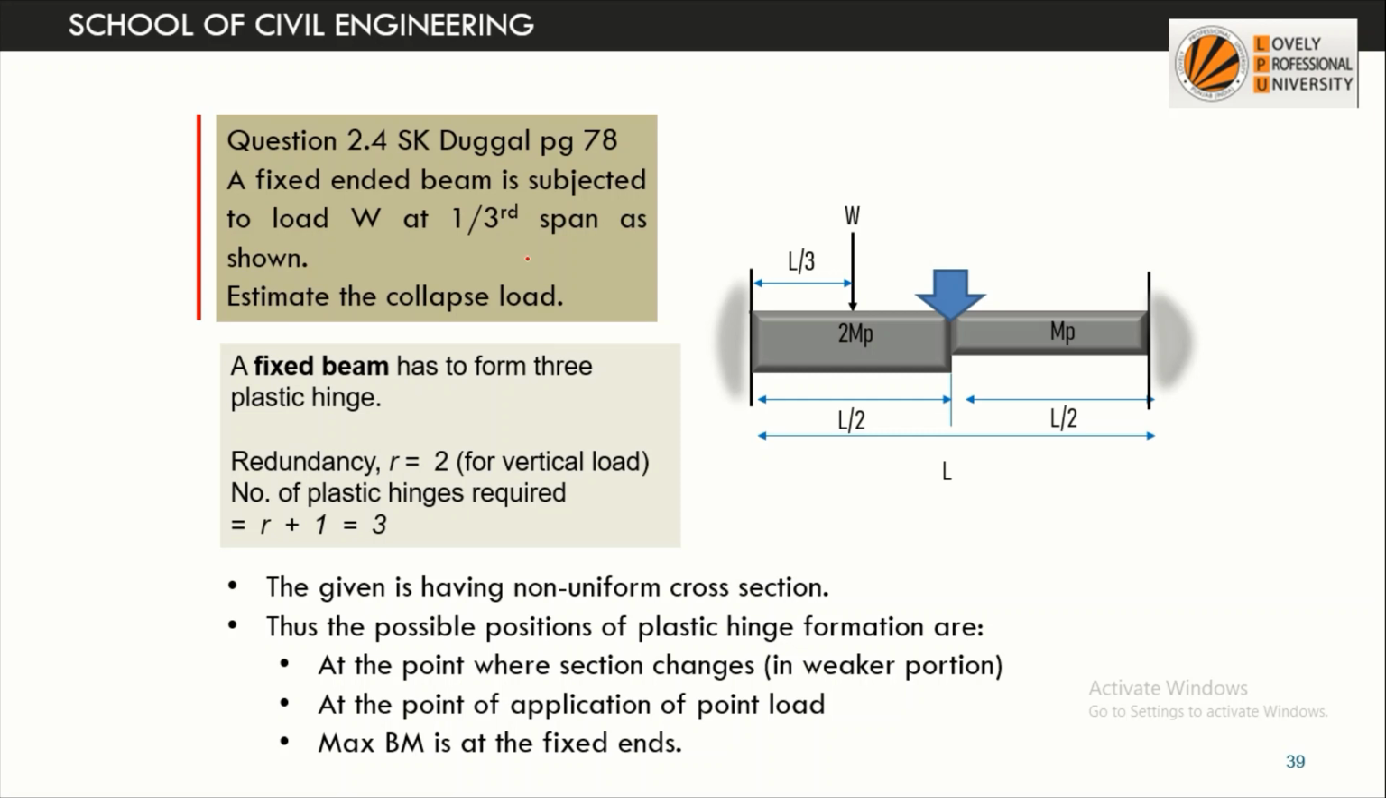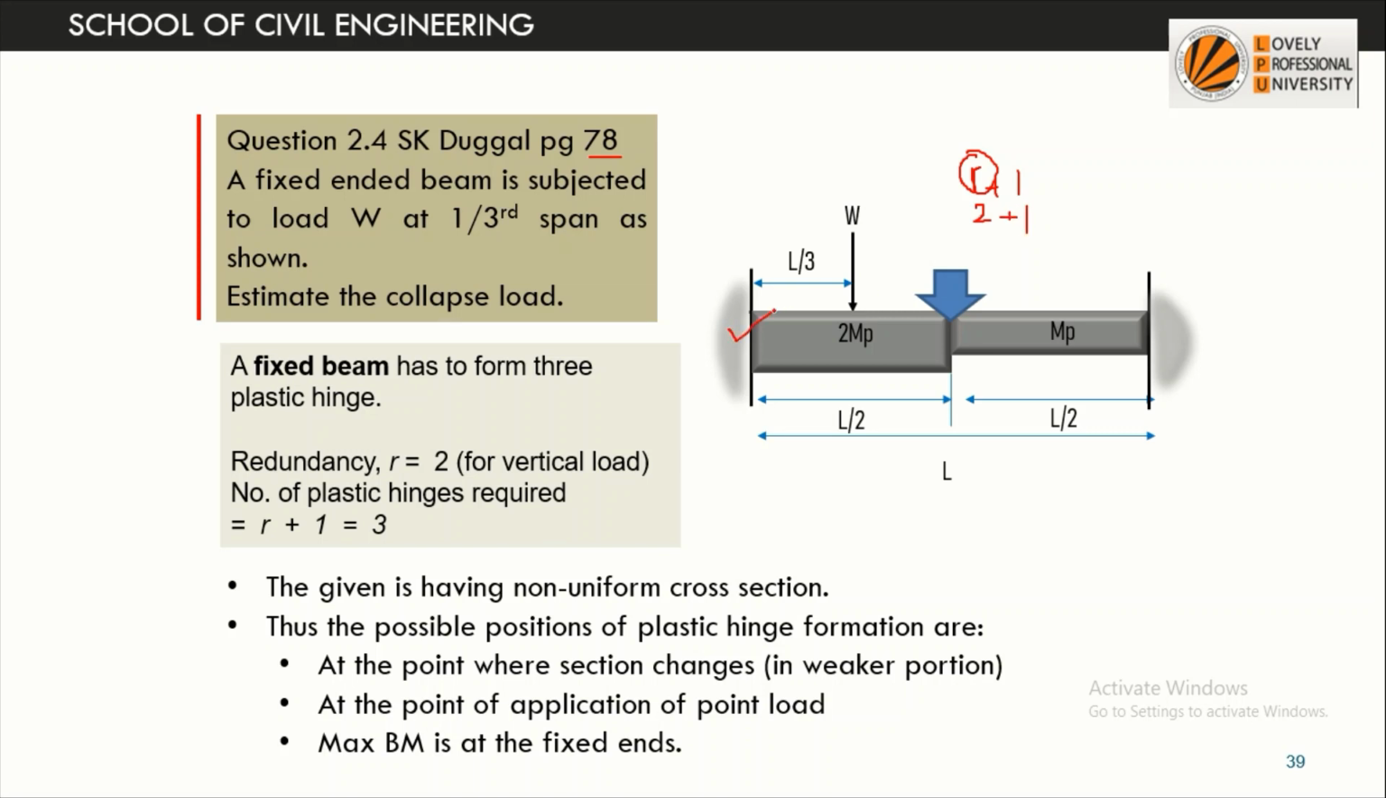So now this is another problem from S.K. Duggal. It is question 2.4. This is a fixed beam, and the first thing we should know is how many plastic hinges will be formed. Its value is r plus 1. So what is r? Since this is a fixed beam, the degree of indeterminacy is 2 when we are considering vertical load only. So r plus 1 is going to be 3.